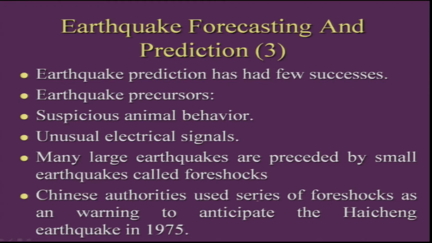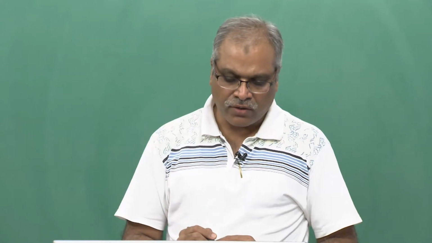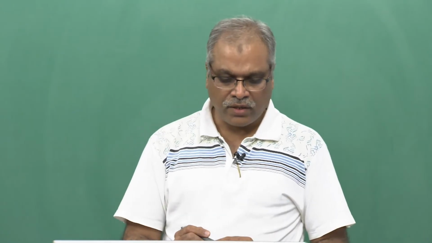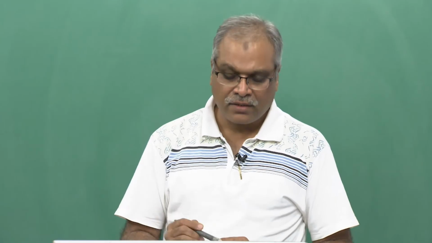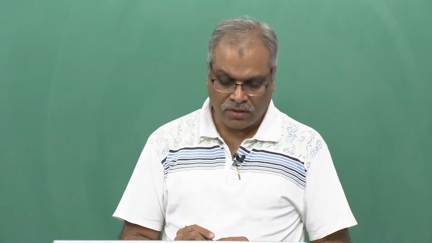Chinese authorities used a series of foreshocks as a warning to anticipate the Haicheng earthquake of 1975. They were able to identify or predict this event and saved many people in that region. So in short, there are a few successes in the prediction of earthquakes, but a lot of work is still going on to understand how best we can use the precursors which can tell us that there may be a big event in the coming future.